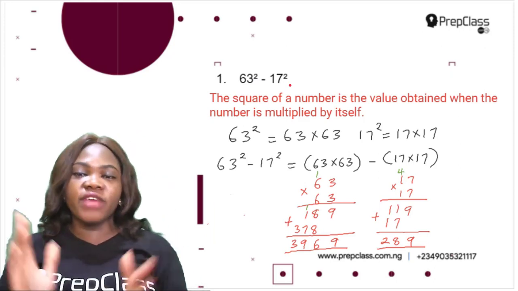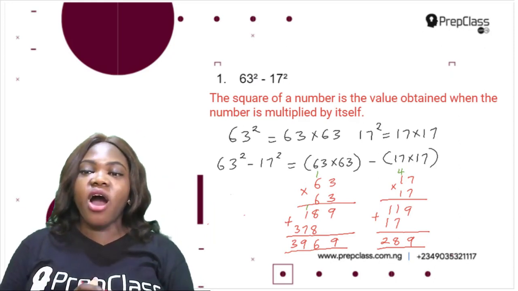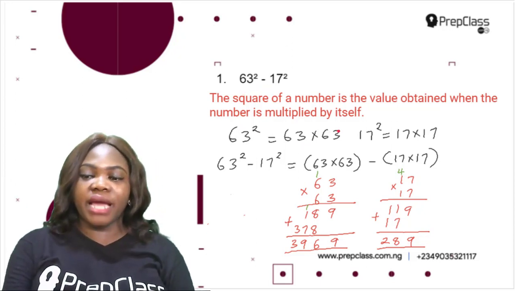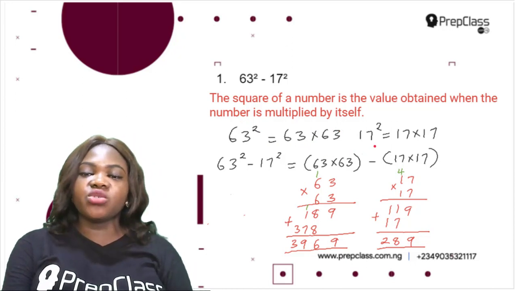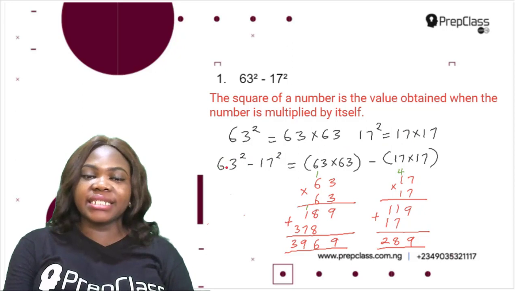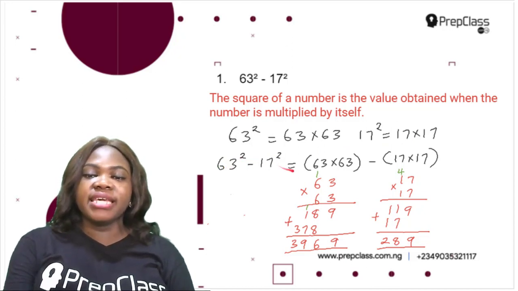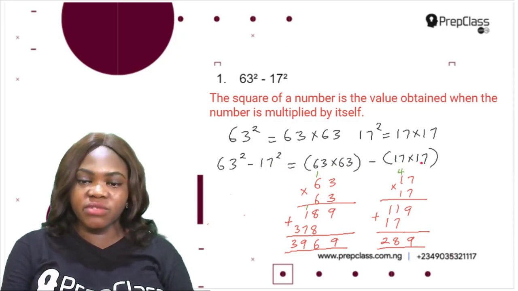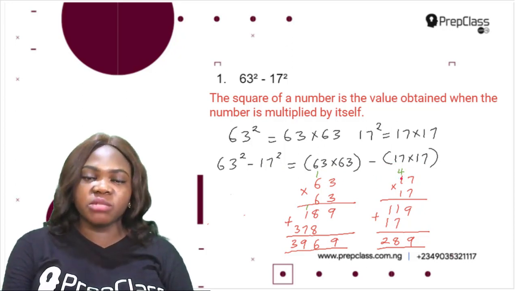The square of a number is the value obtained when the number is multiplied by itself. So 63 square means 63 multiplied by 63, and 17 square means 17 multiplied by 17. This means that 63 square minus 17 square is 63 multiplied by 63 minus 17 multiplied by 17. So let's do each of these multiplications.